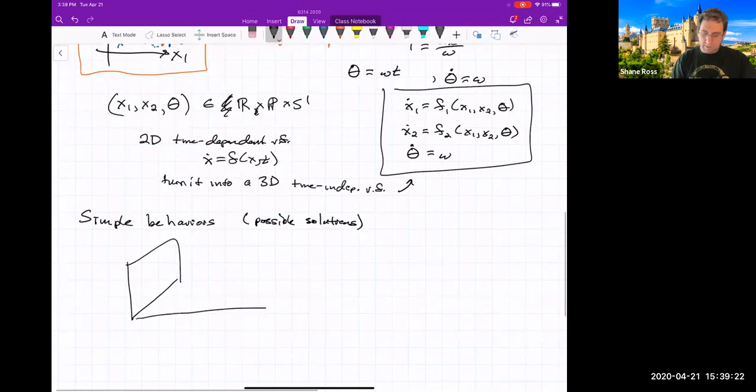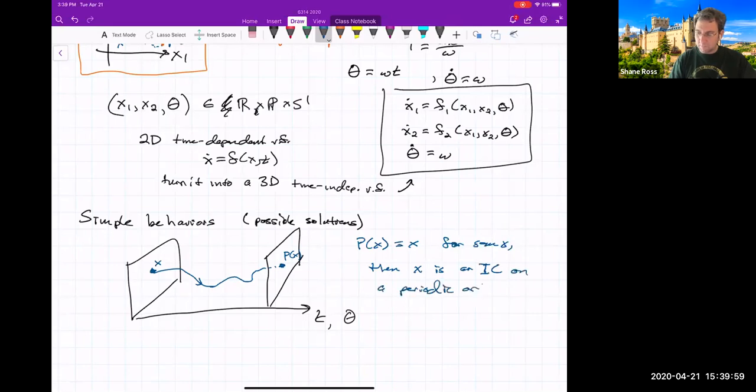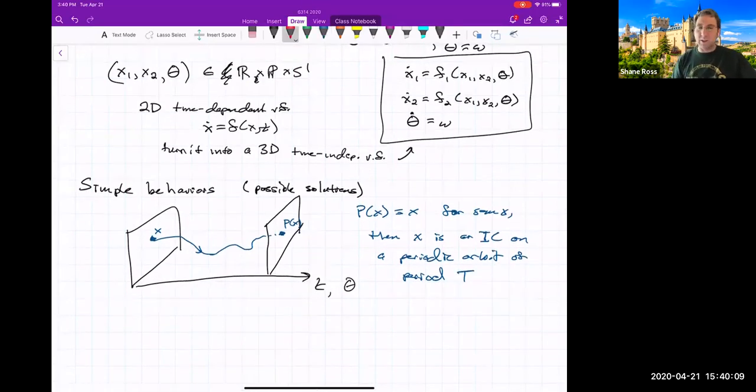I'll just do my little schematic of, here's that time variable, or equally the phase. If I have some initial condition here, and it evolves, I don't know what it does, but as long as it comes back to its same location, P of X. So if P of X equals X for some X, then X is an initial condition. Let me just put IC, an initial condition on a periodic orbit of period T, capital T.